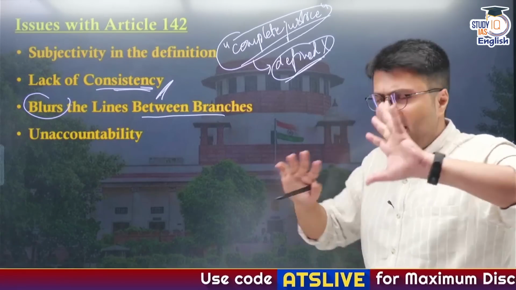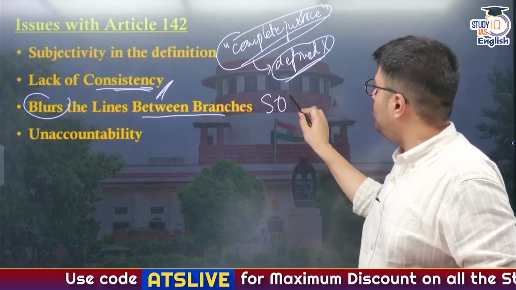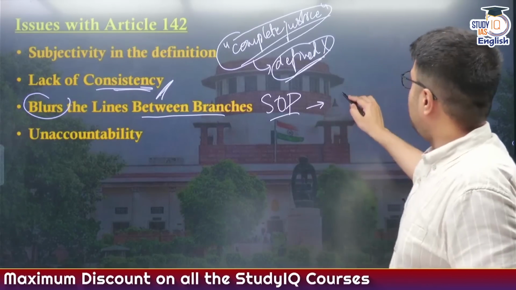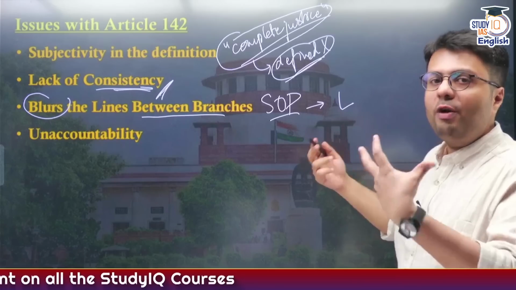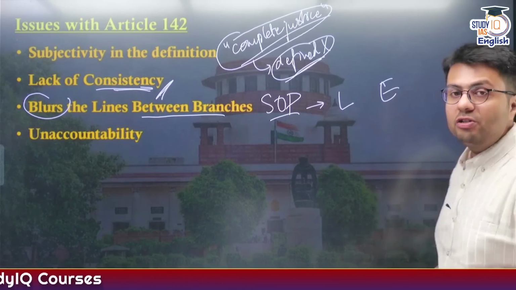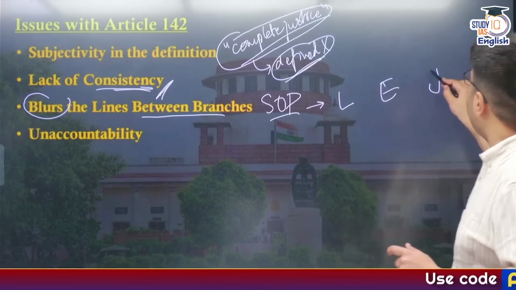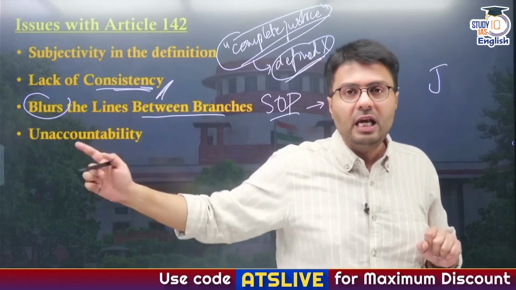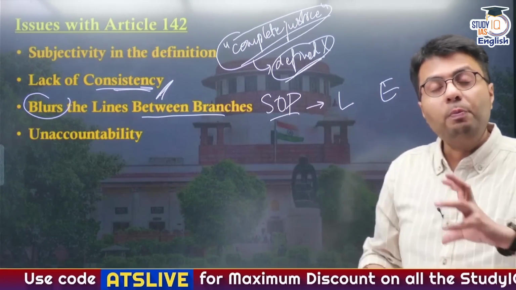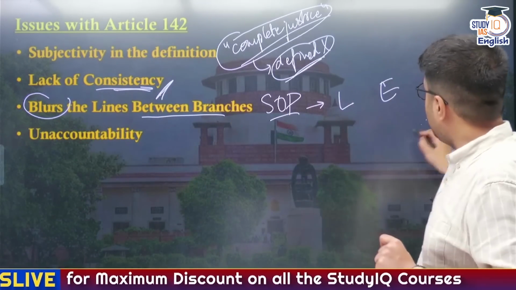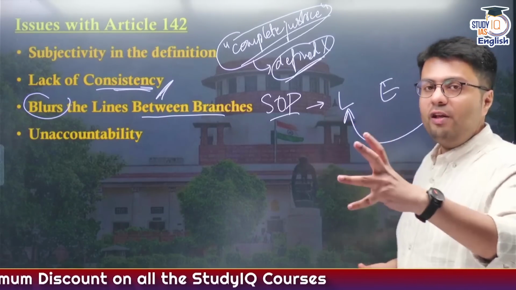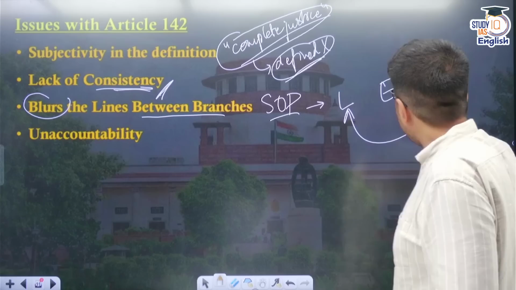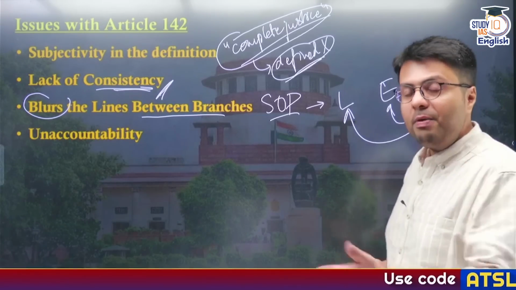Another problem is that it blurs the line between branches of the government. For example, it is very clear to you with regard to the concept of separation of power that there are three branches of government in India. That is legislature, which is responsible for making laws, executive, which is responsible for implementing the laws, and judiciary, which is responsible for reviewing the laws. But as you have seen, using Article 142, the Supreme Court can do anything. It can pass any law that has the force of law equivalent to the law passed by Parliament. It can implement any provision that can be implemented by the executive.